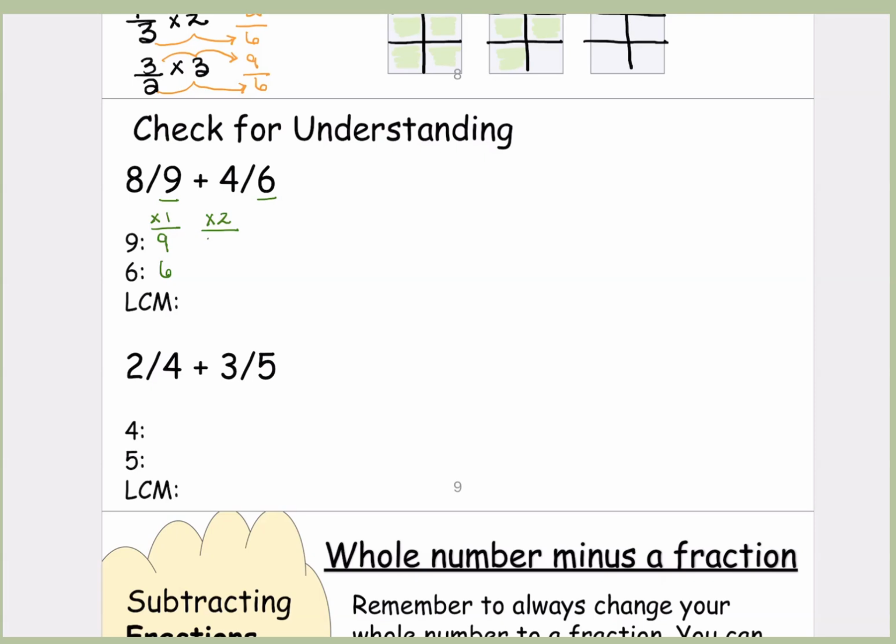Times 2, we have 18. 6 times 2 is 12. So we still don't have any matches there. Let's continue. Times 3. 9 times 3 is 27. 6 times 3 is 18. And there we have a match. The multiple that is the same here would be 18, and that's the smallest one, so that is called the least common multiple.